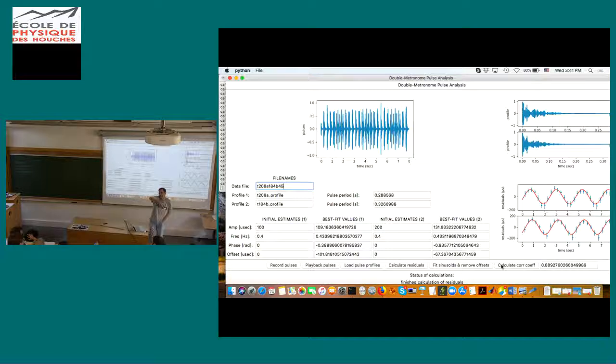A graduate student at UTRGV actually wrote a smartphone implementation of this for Androids where you can use the smartphone either in metronome mode or microphone mode. That's a little bit behind as far as its capabilities compared to the Python code. If somebody wants to write an iPhone implementation of it, you're more than welcome to do that. So, questions?